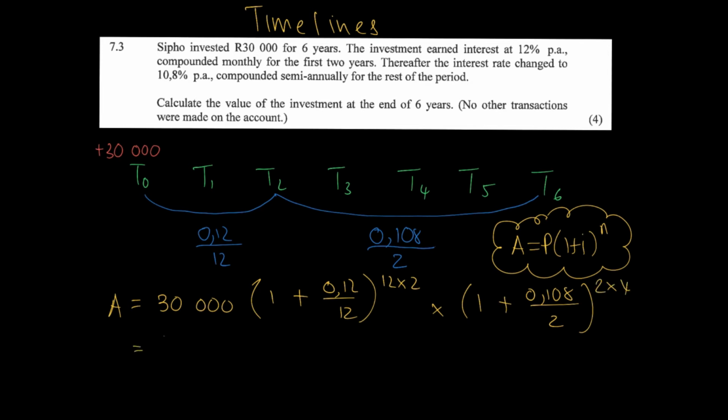We pop that into the calculator. Remember to round your answer to 2 decimal places when dealing with money, and this gives us 58,017 Rand and 51 cents at the end. Okay, so that is how we would set out and answer question 7.3.